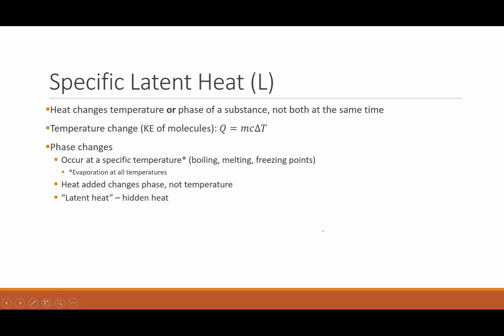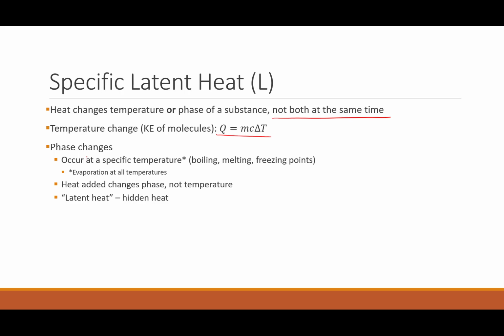So next up is specific latent heat. Heat can change the temperature or the phase of a substance, but it turns out, luckily, that it does not change both at the same time. It only changes one or another. During a temperature change, the kinetic energy increases, and we use Q equals mc delta T.